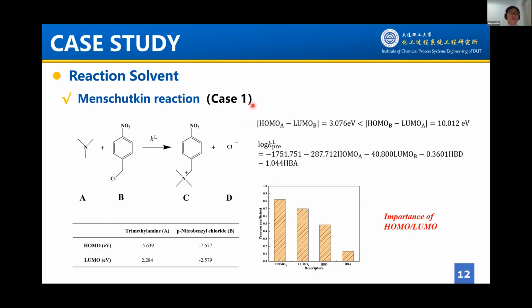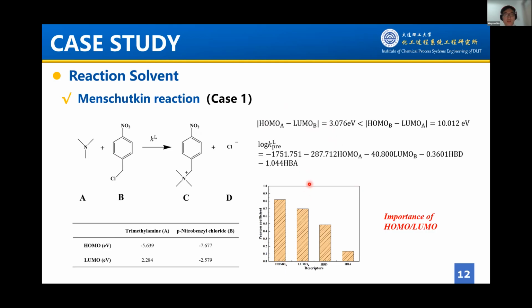To further introduce our framework, I will present it in two case studies. The first one is the Mannich reaction. It's also a very well-known reaction worldwide. The reactants and the products are shown below. First, we have to select which HOMO and LUMO energies will be the descriptors of our kinetic model. After analysis, we found that the HOMO of reactant A minus the LUMO of reactant B is lower than the HOMO of B minus the LUMO of A. Thus, we choose these two as the descriptors.